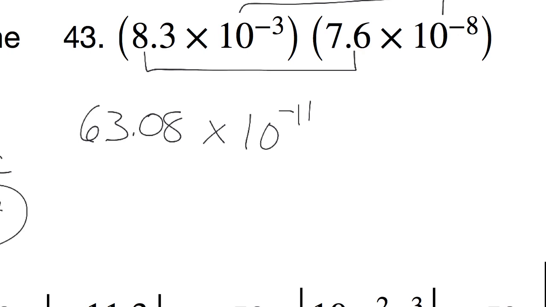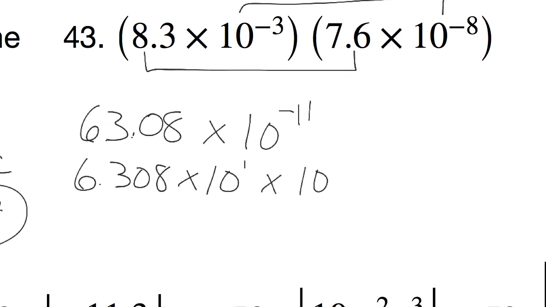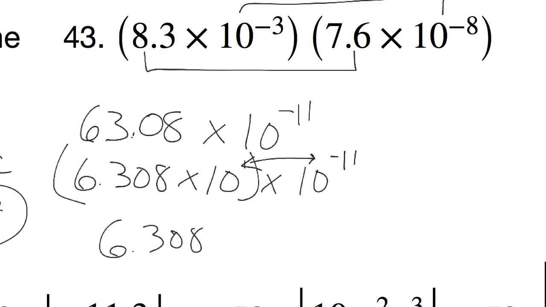So what you need to do is say that this is 6.308 times 10 to the 1 times 10 to the negative 11. What I just did there was I took this number, 63.08, and I changed it itself into scientific notation. So then you realize that you can combine these two. 1 plus negative 11 is negative 10. 6.308 times 10 to the negative 10.